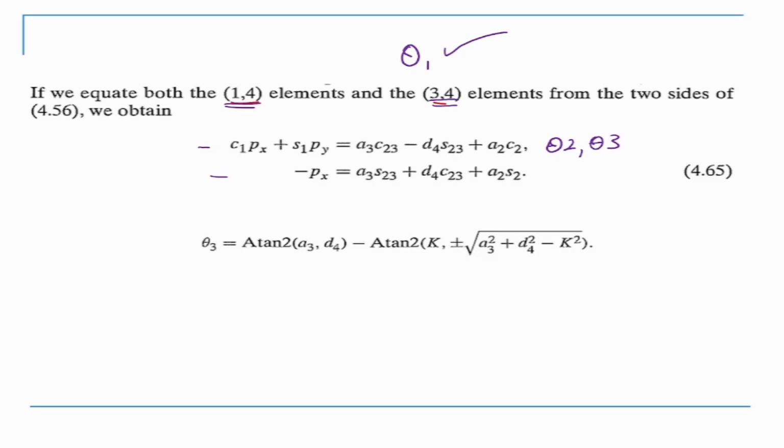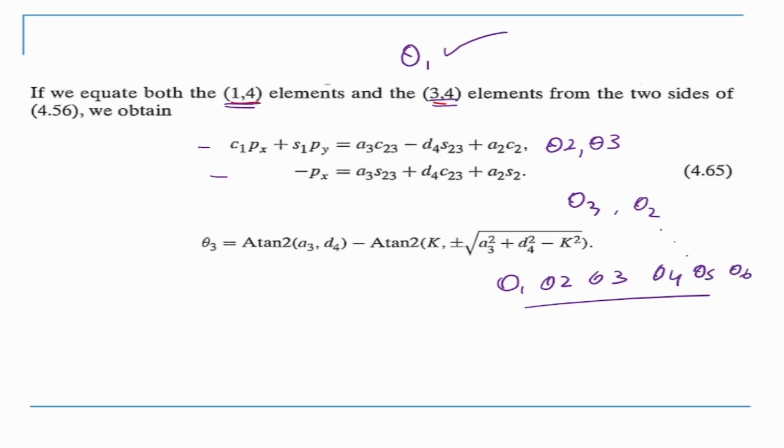Look at the way we had solved for the 2 degree of freedom manipulator. From here I can get theta 3, then I can get theta 2, in that order. So I've got theta 1, theta 2, theta 3, then I can find theta 4, theta 5, and theta 6. Okay, that is the inverse kinematics solution.